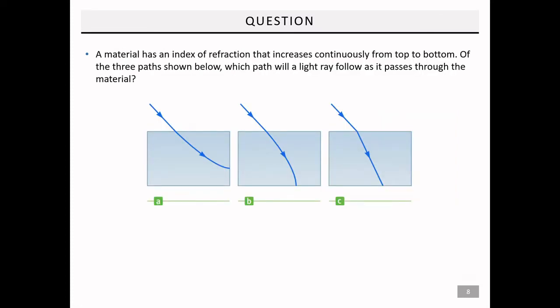This question is a little bit different. Rather than having a sharp boundary between medium 1 and medium 2, you have a material that has an index of refraction which gradually increases as you move down through the medium. So the question is, which of these pictures depicts the actual path that the light will travel? For this question, my hint is to think about what happens to light as it passes from a less optically dense material into a more optically dense material.